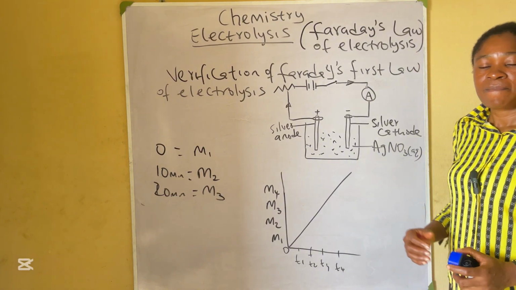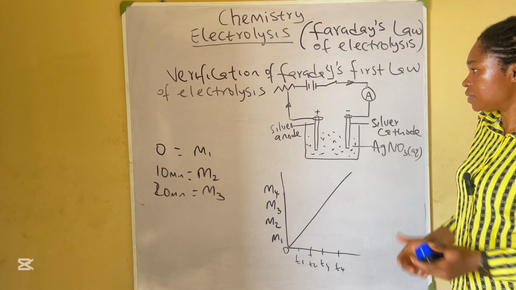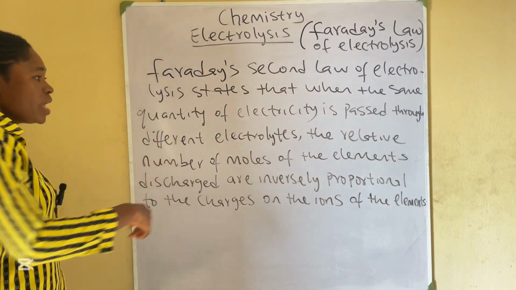Let's look at Faraday's second law of electrolysis. The same quantity of electricity is passed through different electrolytes.